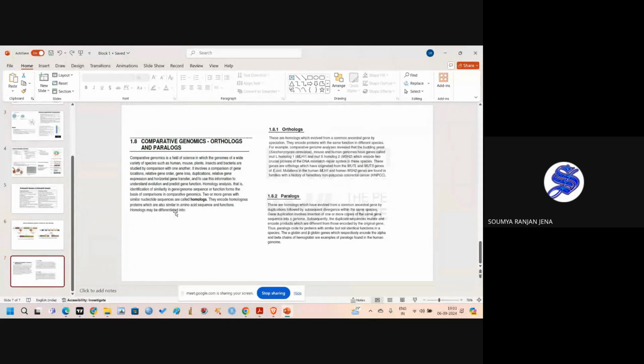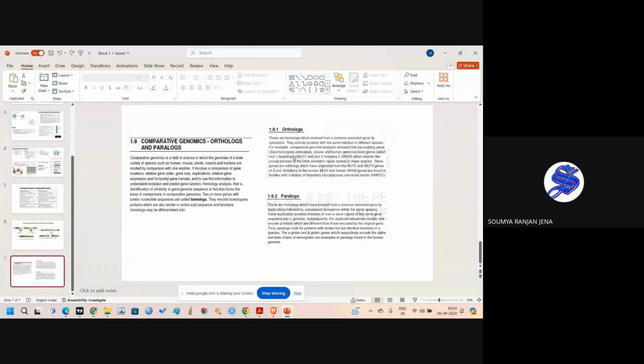Homologs may be differentiated into two types: one is orthologs, one is paralogs. Orthologs are homologs which evolved from a common ancestral gene by speciation. These orthologs evolved from a common ancestor, and they encode a protein of the same function in different species.